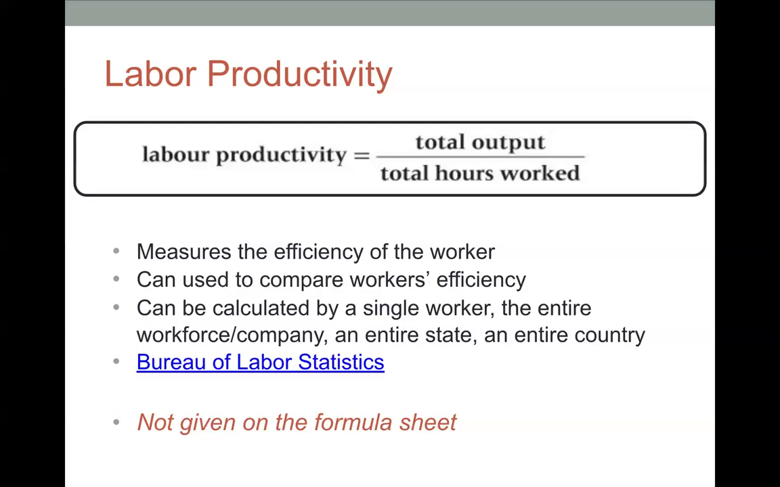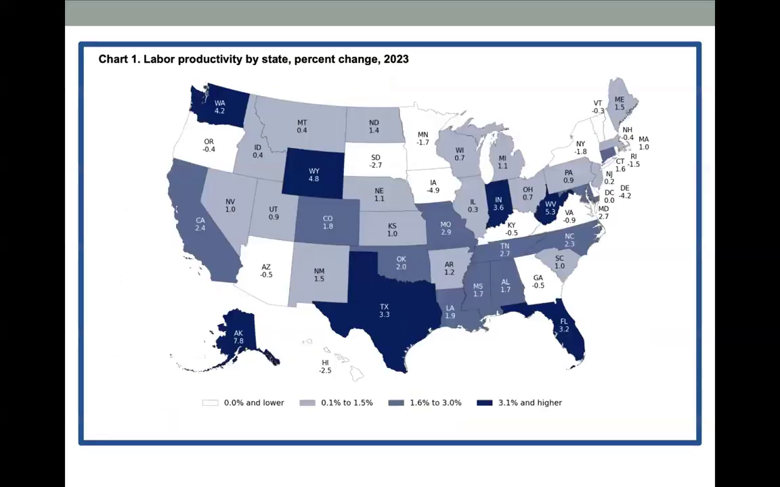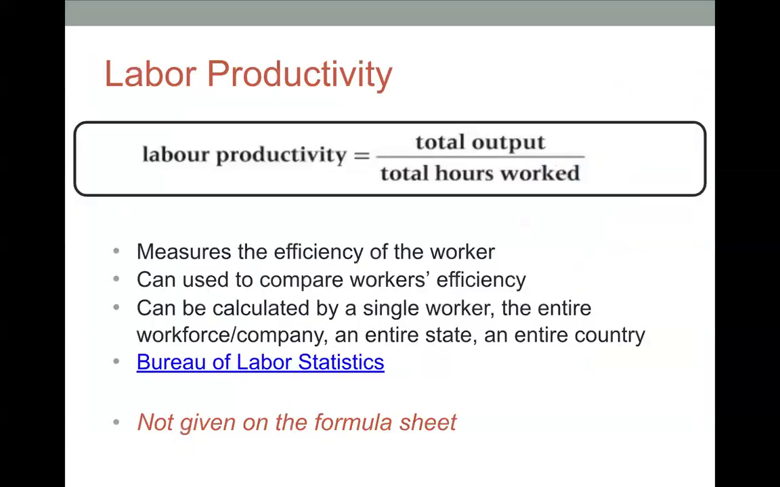So when you click on that Bureau of Labor Statistics, you can see they talk about labor productivity rates and how that kind of indicates what's happening in an economy. Again, not given on your formula sheet. This is also just a map you can take a look at if you wanted to look a little closer about labor productivity by state. I'm going to go back for a second.